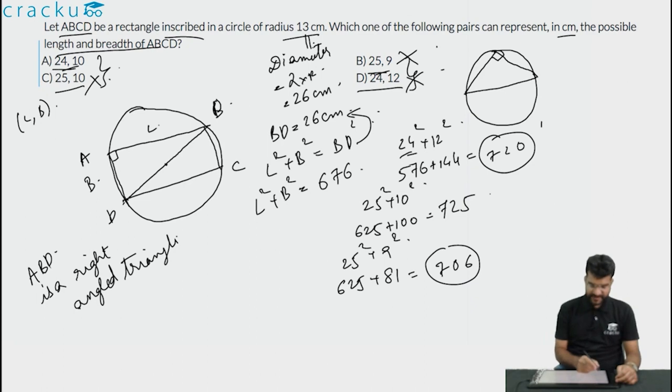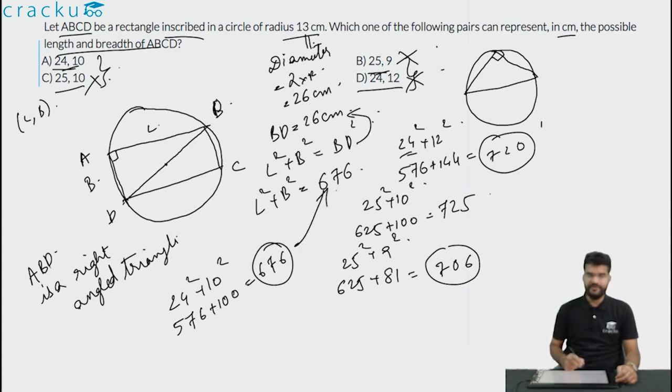Now let us look at the final option, which is option A. 24 square plus 10 square is equal to 576 plus 100. This is equal to 676. This is actually what we want. We want the sum of the squares of the length and the breadth to equal 676. So the answer in this case is option A.